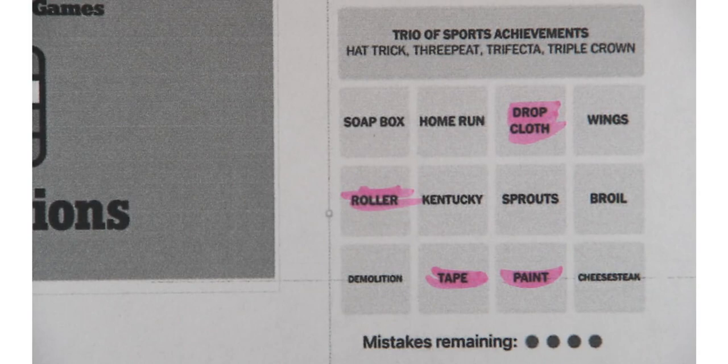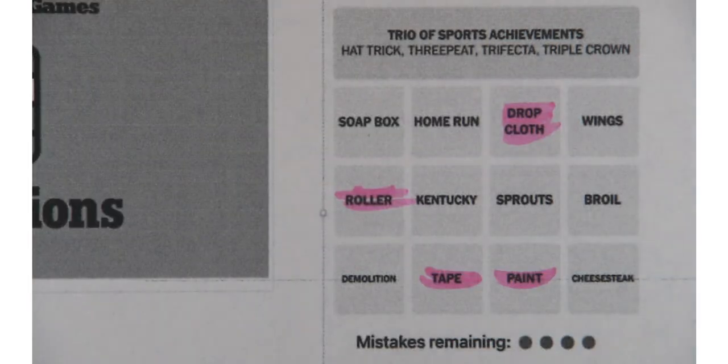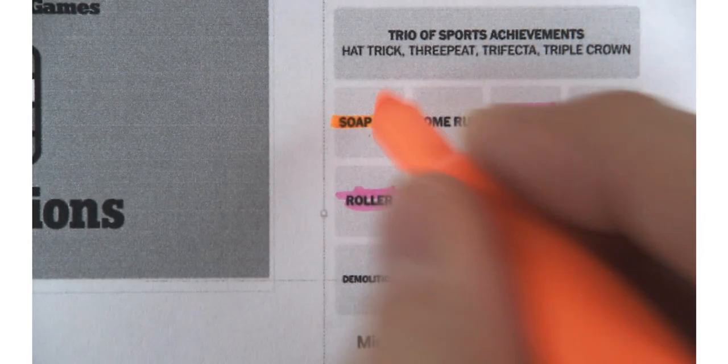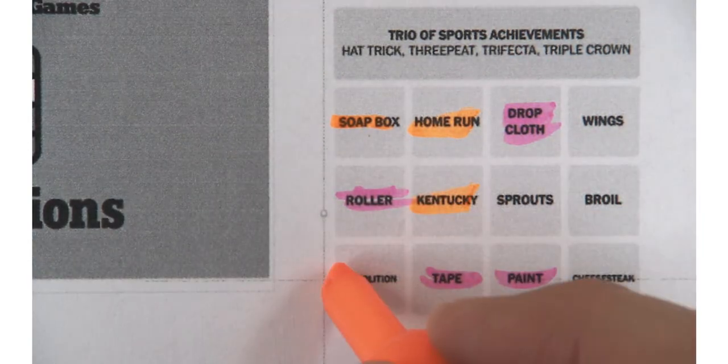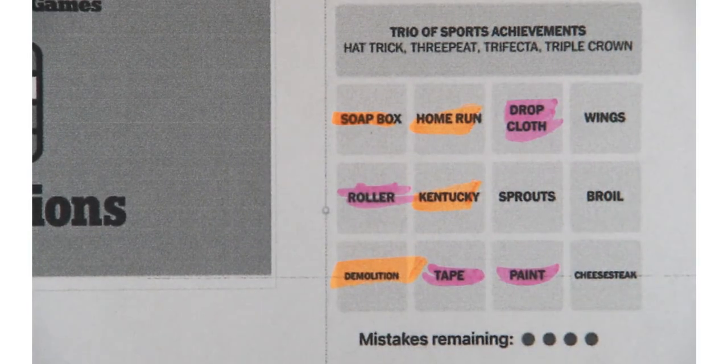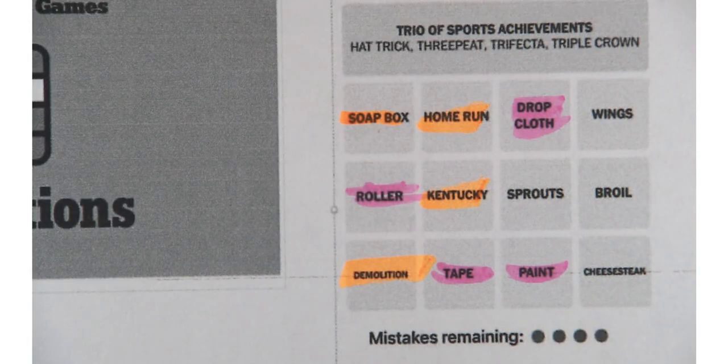So, pause the video if you don't want the answers. Give yourself time. Spoiler alert. All right. Soapbox, home run, Kentucky, and demolition. What are they all? They're all derbies. Soapbox derby, home run derby, Kentucky derby, and demolition derby. So they're all derbies. And I have no idea what these last 4 have in common. That's whatever. But you get that one by default.